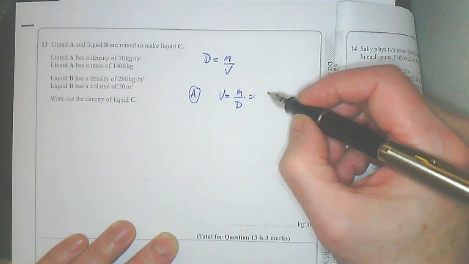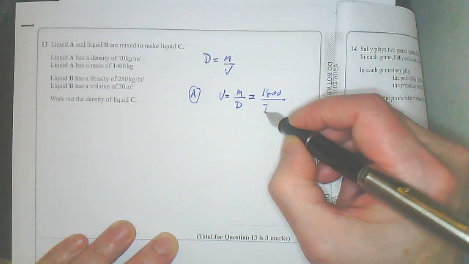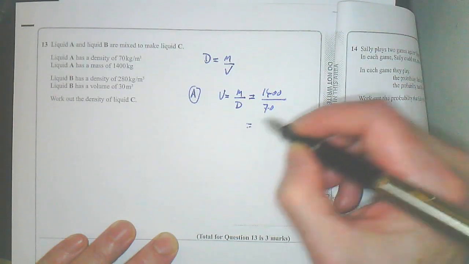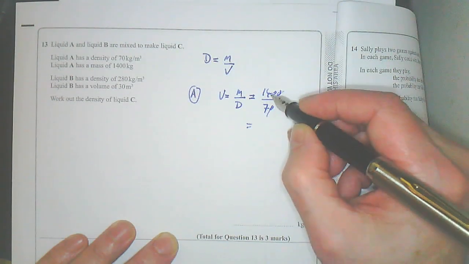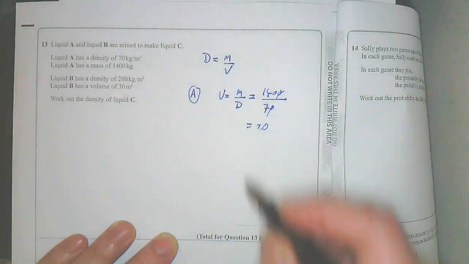So the mass is 1400. The density is 70. And we can simplify that. 7 into 140 goes 20 times. So we've got the volume for A.